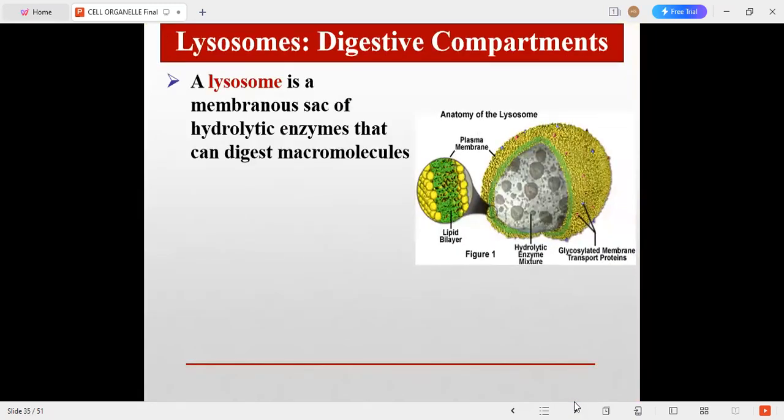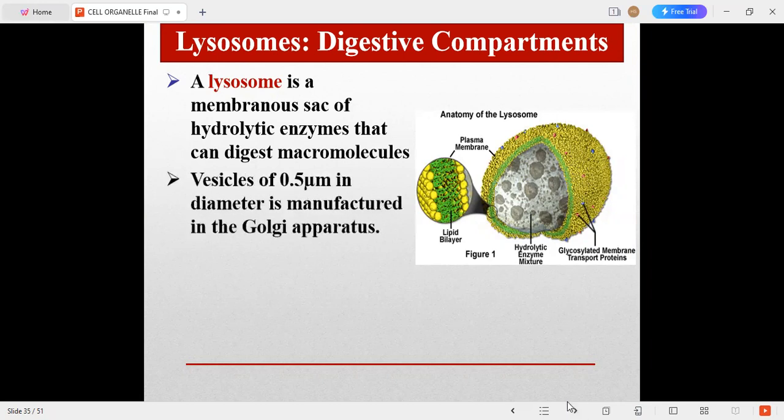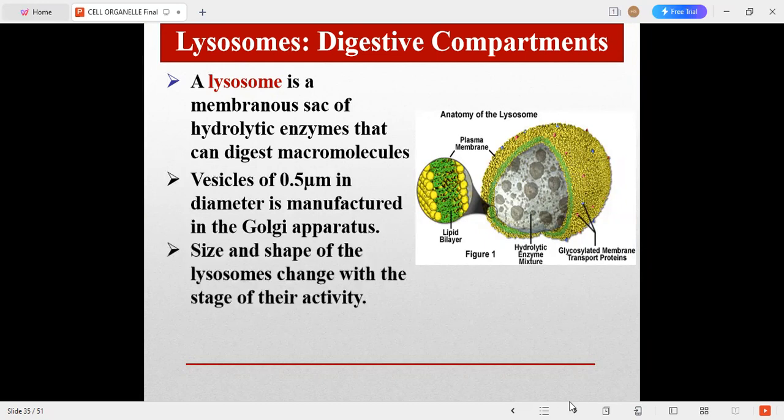The next cellular organelle is the lysosome. A lysosome is a membranous sac of hydrolytic enzymes that can digest macromolecules. It contains vesicles of around 0.5 micron in diameter, which are manufactured in the Golgi apparatus. The size and shape of the lysosome change with the stage of their activity, and the pH within the lysosome is distinctly acidic.